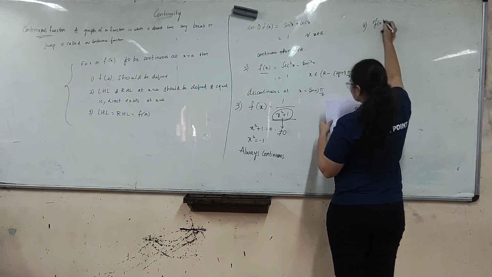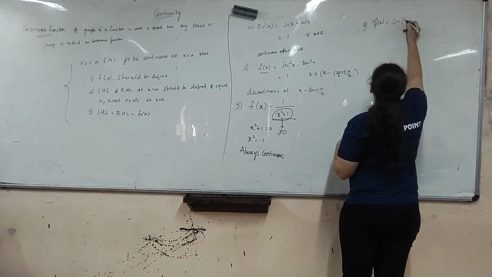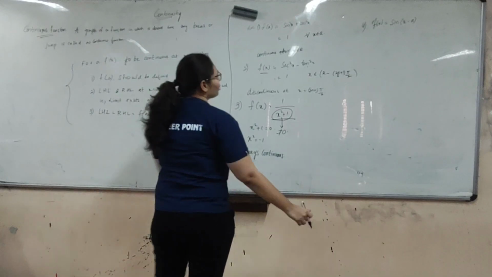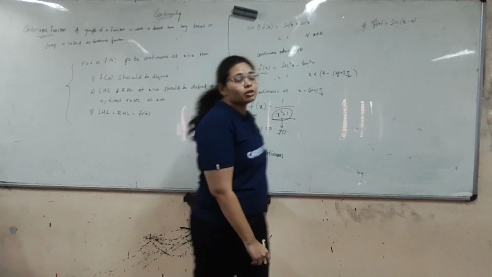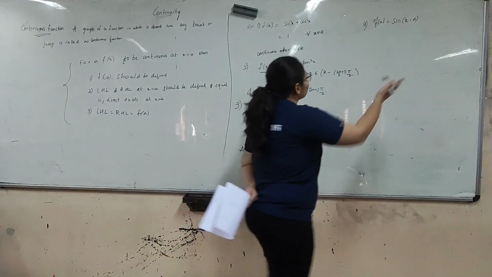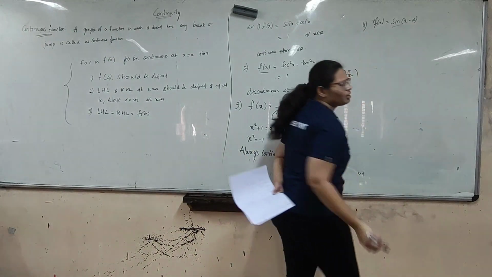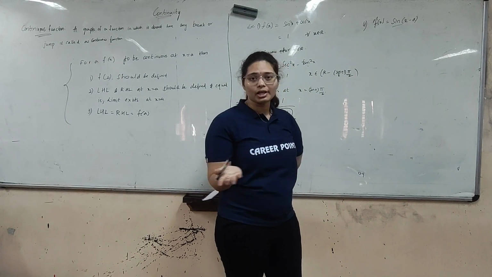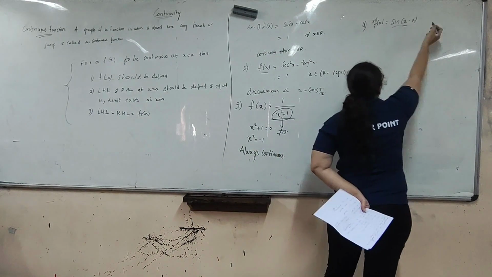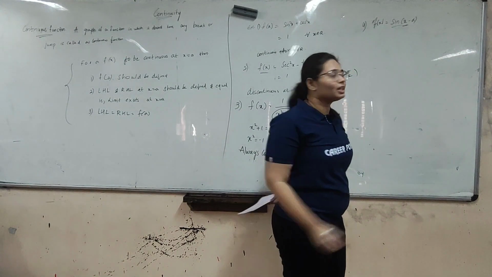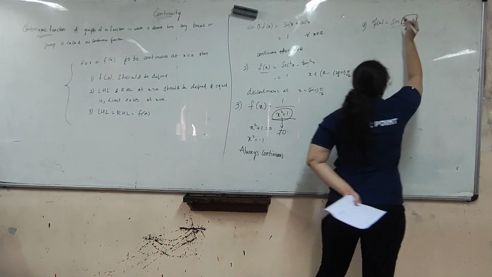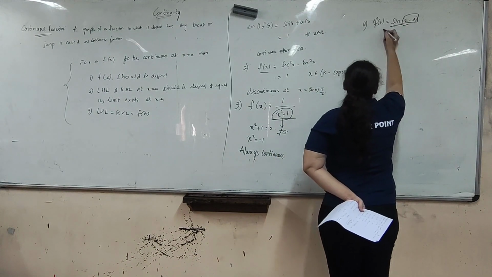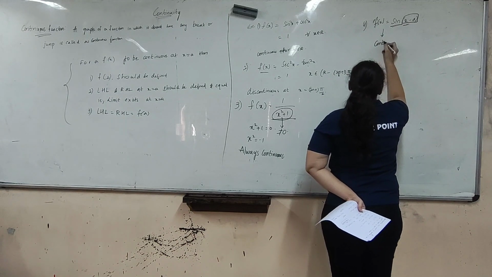Now, see. f of x equals sin of x minus c, right? Here, sin is defined for every value of R. So it can be x minus a, x plus a or anything. Whether it belongs to R, then it is continuous, right? Hence, continuous.